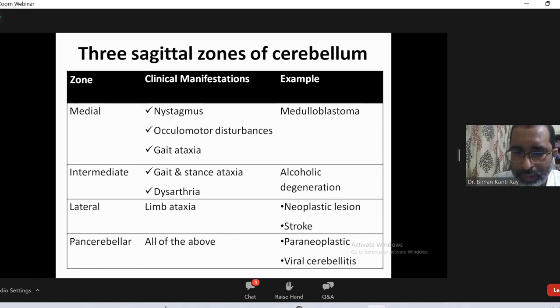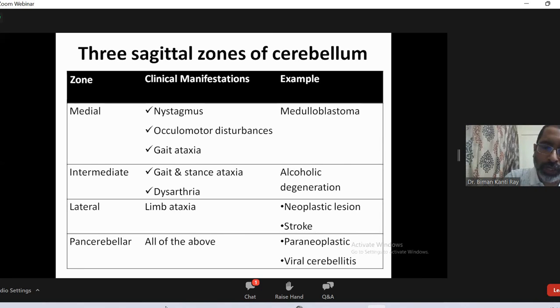If there is involvement of the intermediate part of the cerebellum, that is the paravermis, that is the spinocerebellum, the important findings are gait and stance ataxia and dysarthria, and the classical example is alcoholic degeneration. If there is involvement of the lateral part of the cerebellum, there will be limb ataxia, and examples are stroke or neoplastic lesion. If all parts of the cerebellum are involved, the important causes are paraneoplastic, degenerative, or viral cerebellitis.